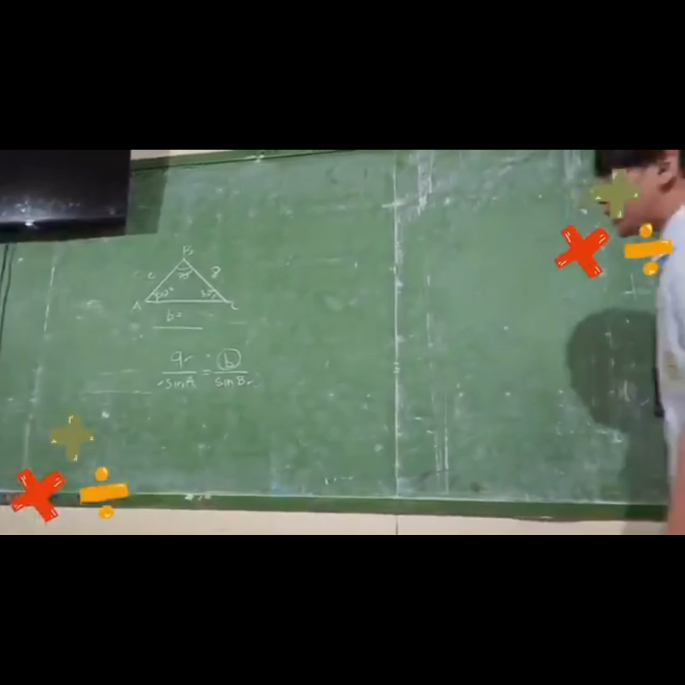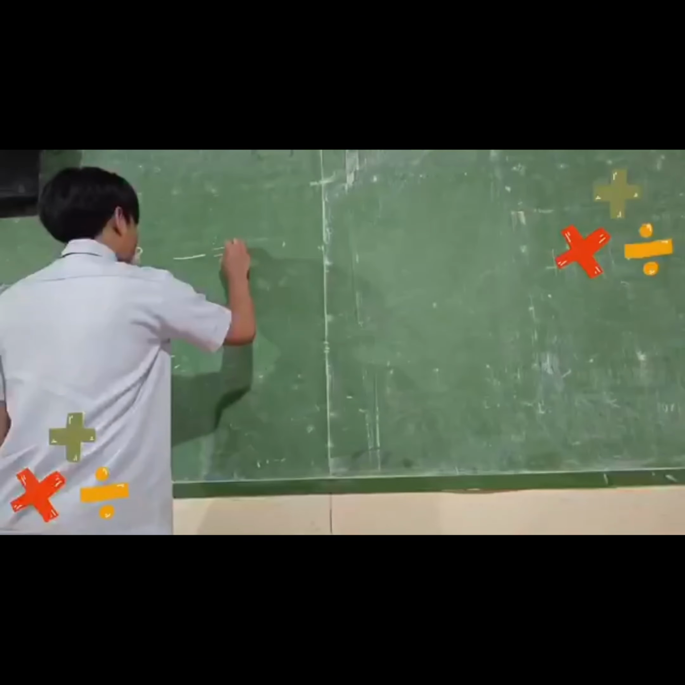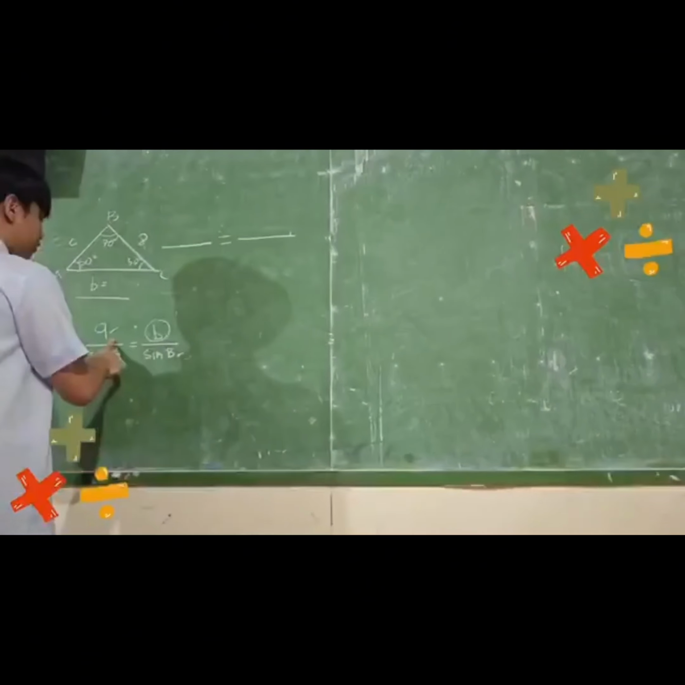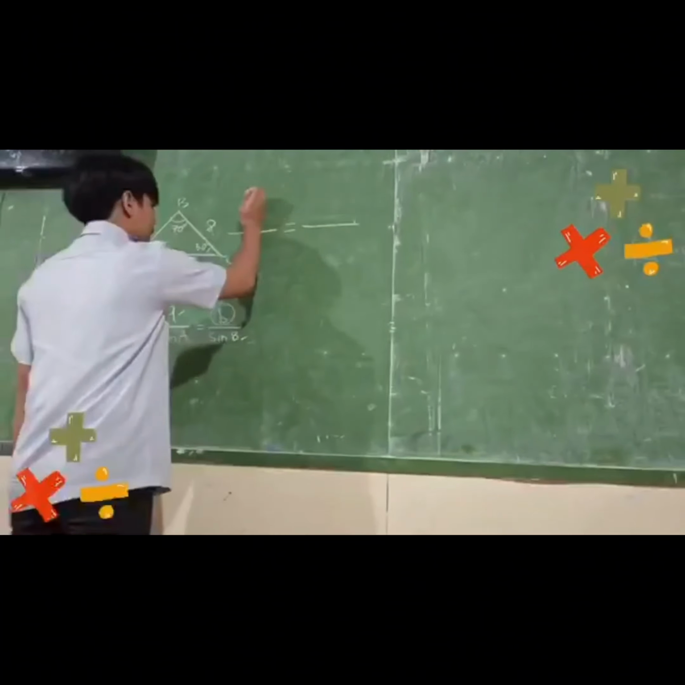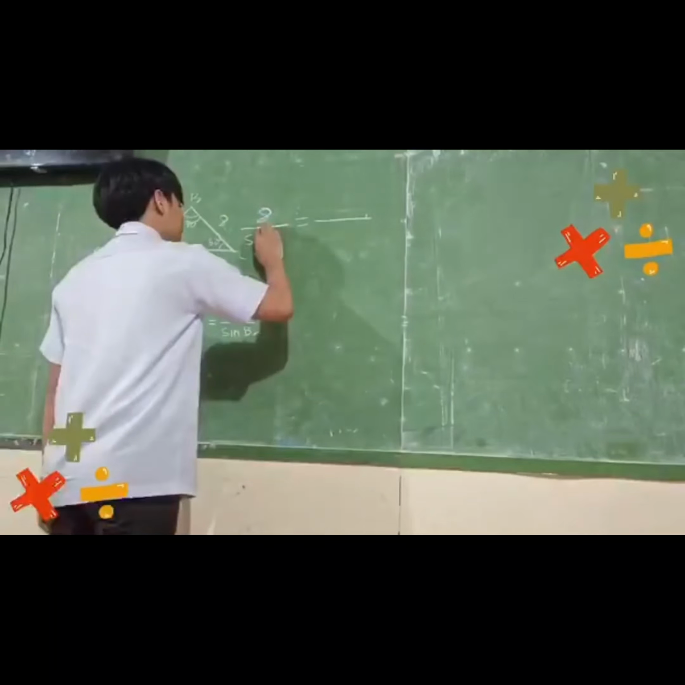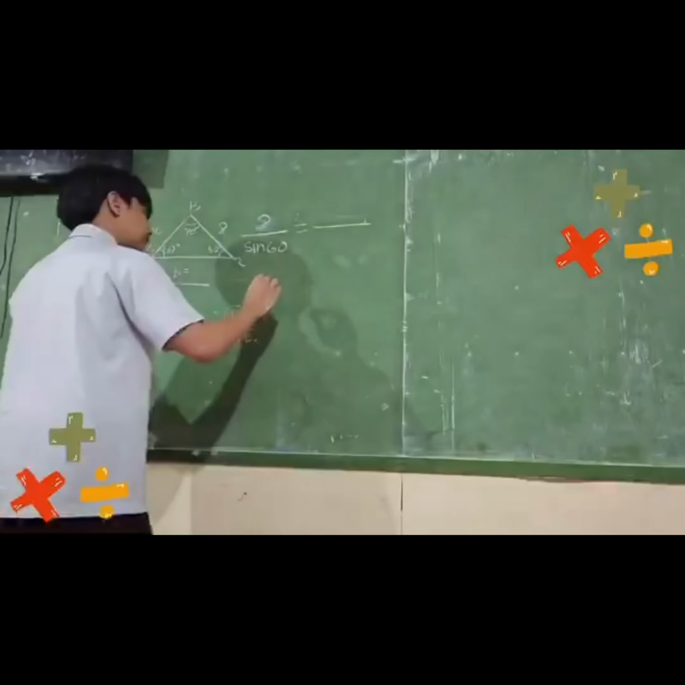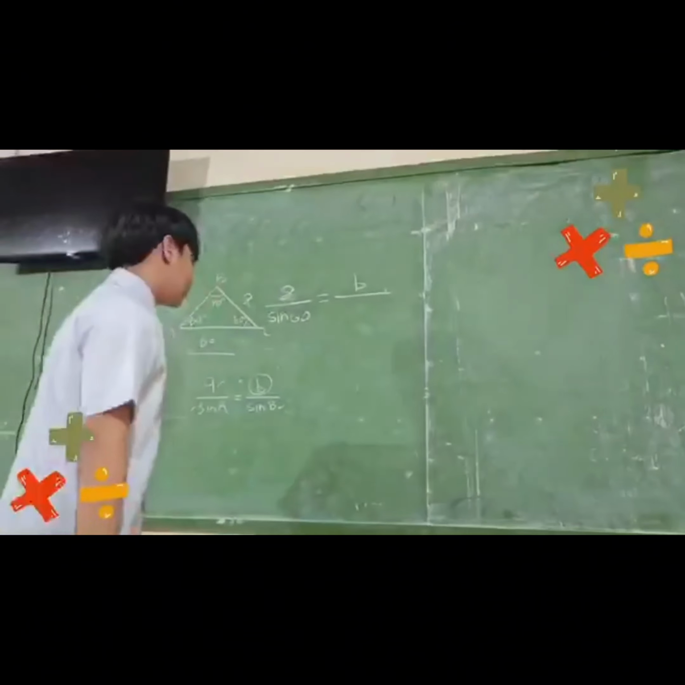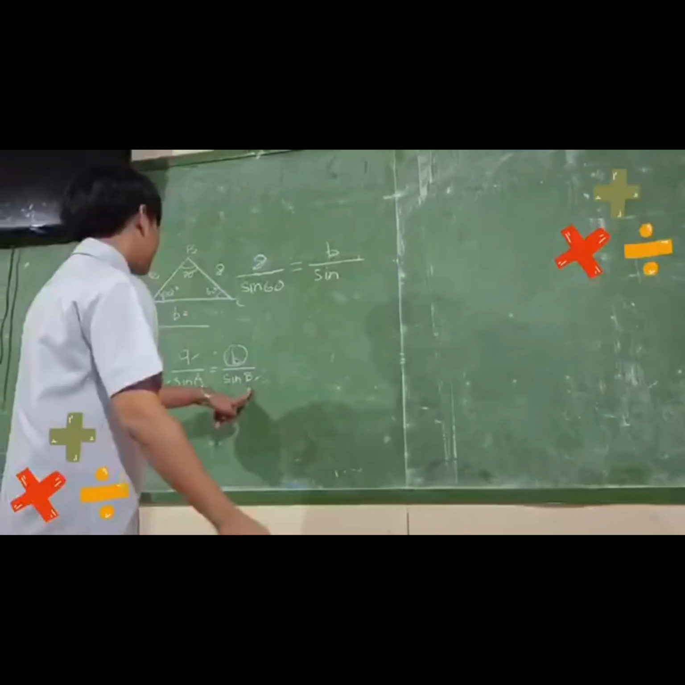So let's substitute now. A has the value of 8. Let's put 8 over sine, and the angle of A has the value of 60. And here we're going to put B since B is still not found, and then over sine, the angle of B is 70.